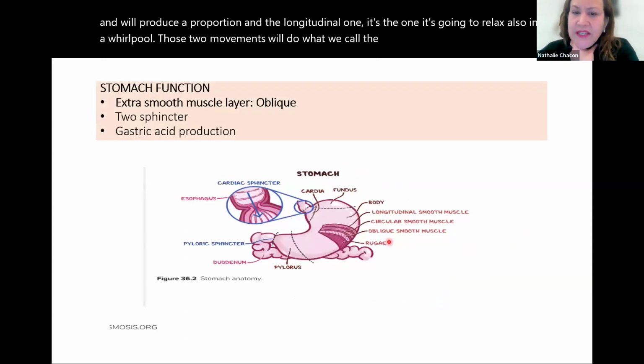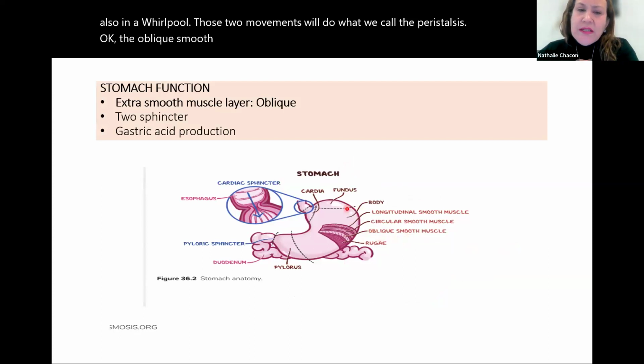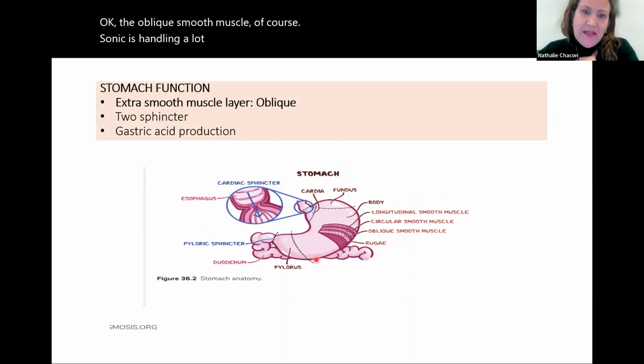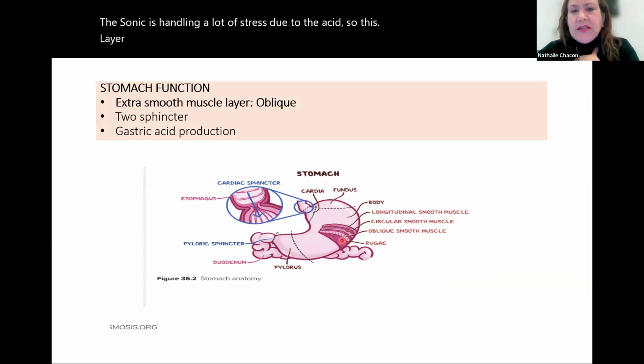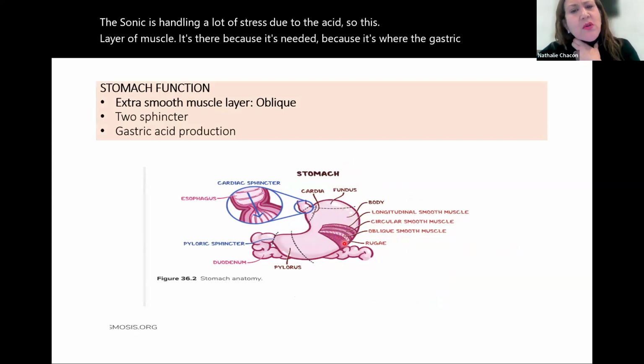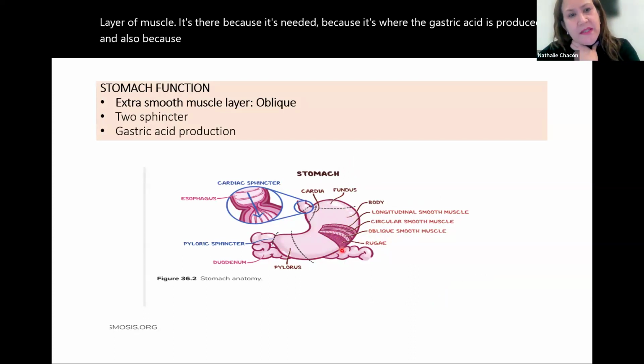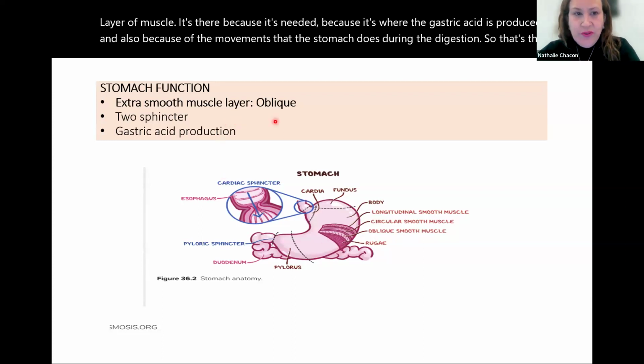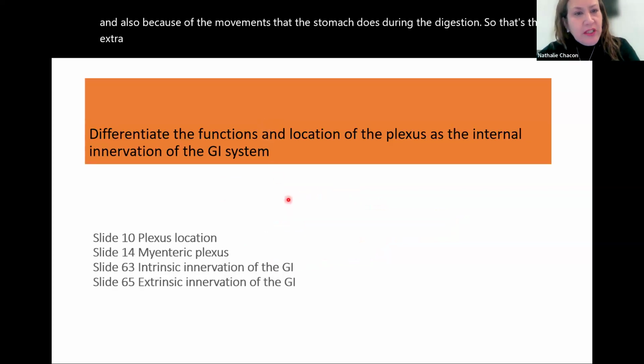Okay, the oblique smooth muscle, of course, the stomach is handling a lot of stress due to the acid. So this additional layer of muscle is there because it's needed, because it's where the gastric acid is produced, and also because of the movements that the stomach does during the digestion. So that's the extra smooth layer called oblique.